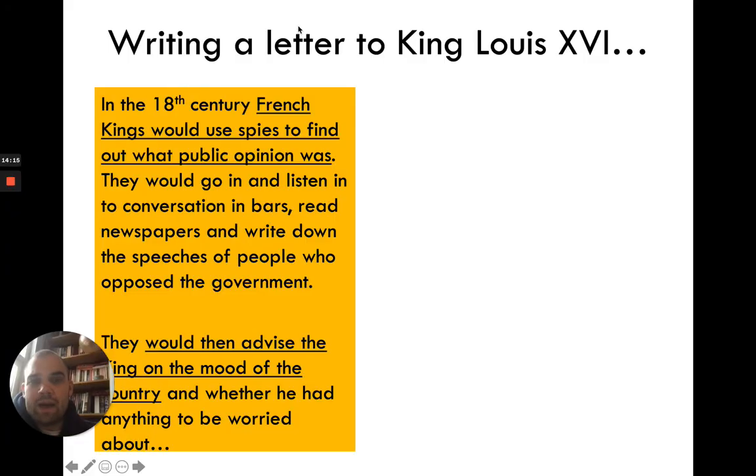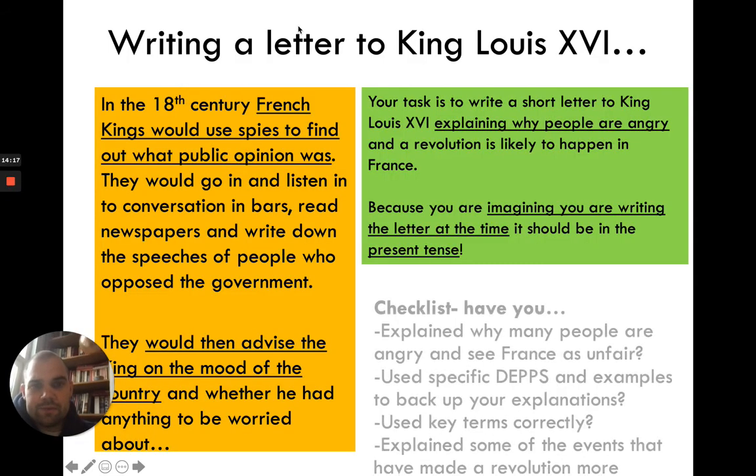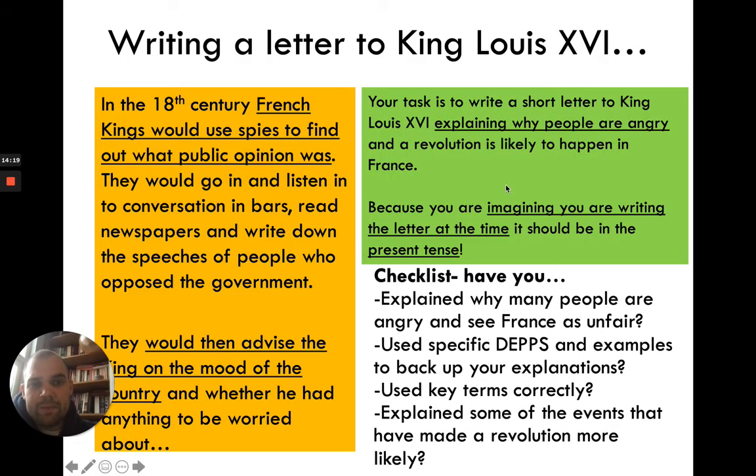You can write a letter to King Louis XVI explaining why people are angry and if a revolution is likely to happen. You're pretending you're like one of his spies who's gone around the different bars, listened to what people are saying about the government, and you're trying to explain to Louis why people are angry, and you're also trying to explain why revolution looks like it's quite likely at this point.